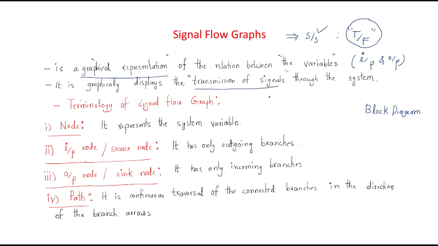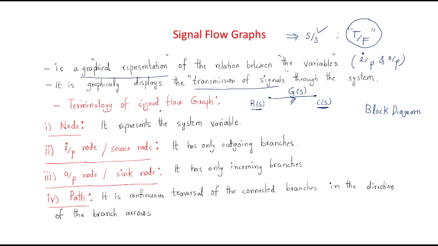For example, we have an input and an output. R of S is the input and C of S is the output. The signal will be represented like this. For example, G of S is the transfer function. Then the input is transferred to the output through the branch G of S, which is represented like this.